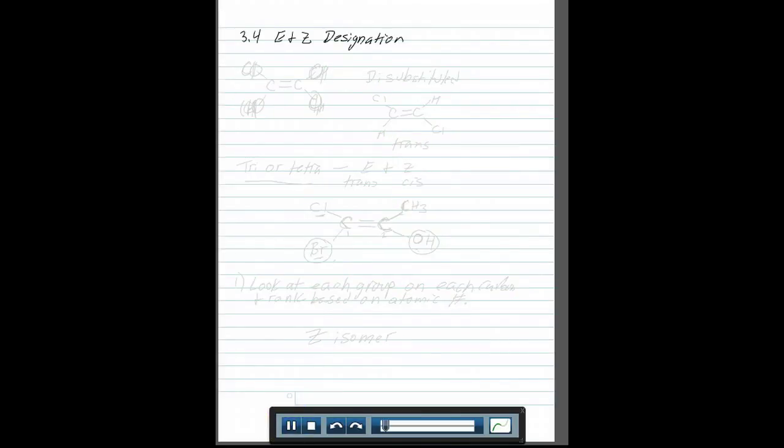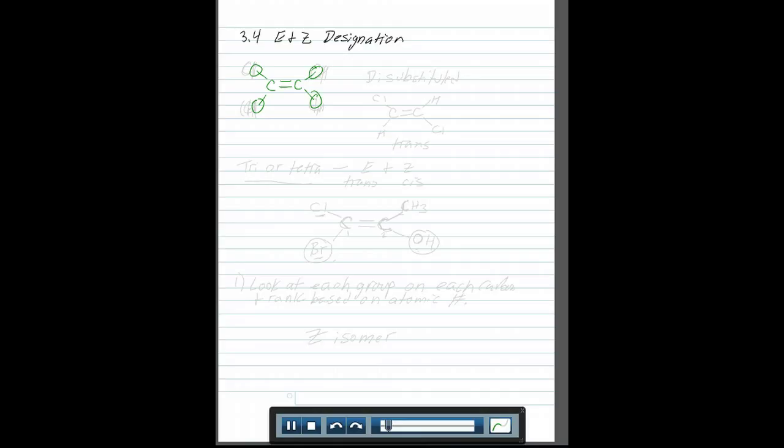All right, now we're going to talk about a different way of how to name compounds using what's called the E and Z designation. When you look at a double bond, there are 4 groups on your molecule. Here's 1, here's 2, here's 3, here's 4. If you have non-hydrogen groups, you can either have a mono-substituted, a di-substituted, a tri or a tetra substituted double bond.